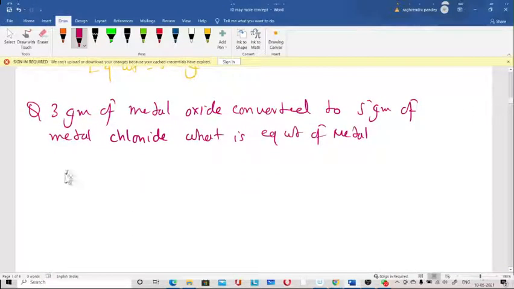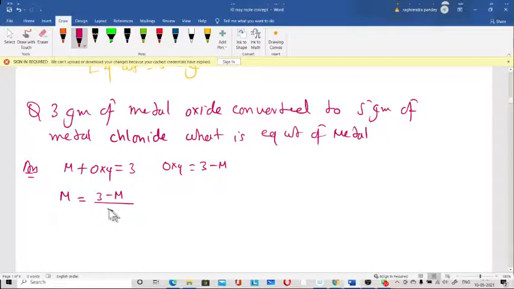Now in case of metal oxide, metal plus oxygen is your 3. So oxygen is 3 minus m. Because metal and oxygen weight is total 3, m gram of metal is attached to 3 minus m gram of oxygen. Whatever is attached to 8 gram of oxygen is the equivalent weight. So this is one equation.